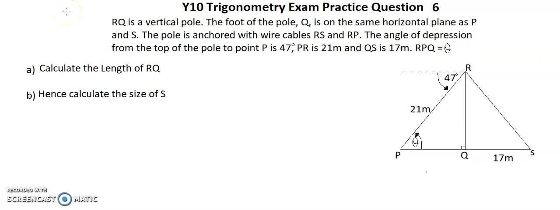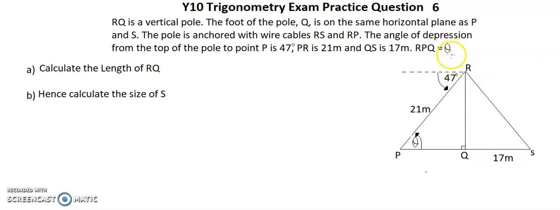Year 10 Trigonometry Exam Practice Question 6. RQ is a vertical pole. The foot of the pole Q is on the same horizontal plane as P and S. The pole is anchored with wires, wire cables RS, RP. The angle of depression from the top of the pole to point P is 47 degrees. PR is 21 meters and QS is 17 meters.